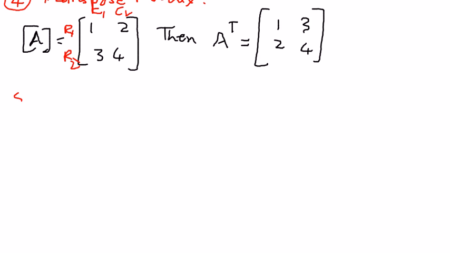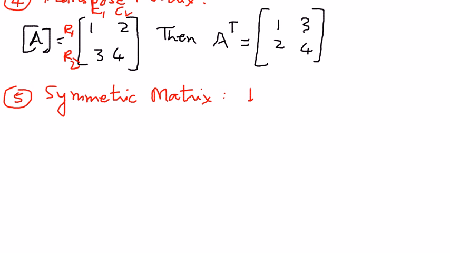Then let's define what a symmetric matrix is. Symmetric matrix. A symmetric matrix is one where the elements Aij are exactly equal to Aji. Then we call those types of matrices symmetric matrices.